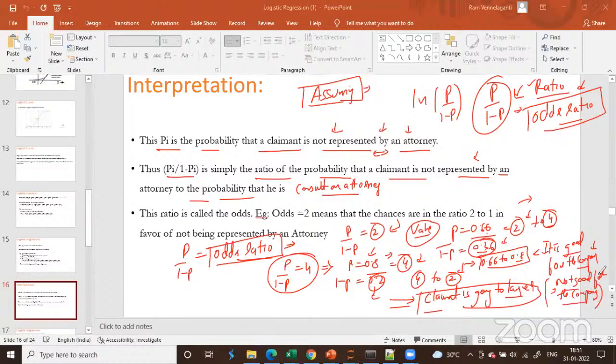It is not good for our company. So that is how you can understand the odds ratio concept, P by 1 minus P.